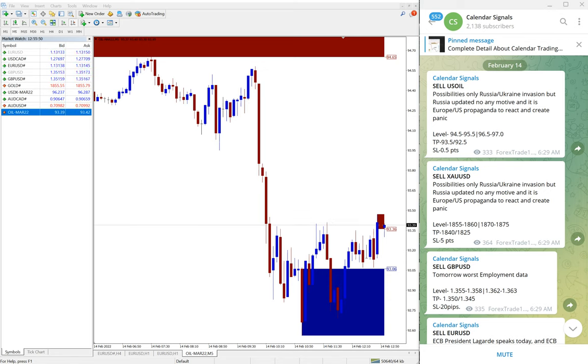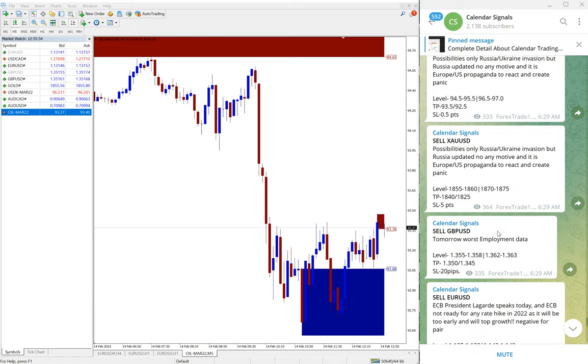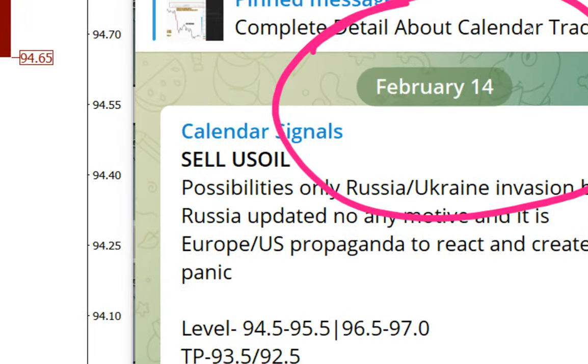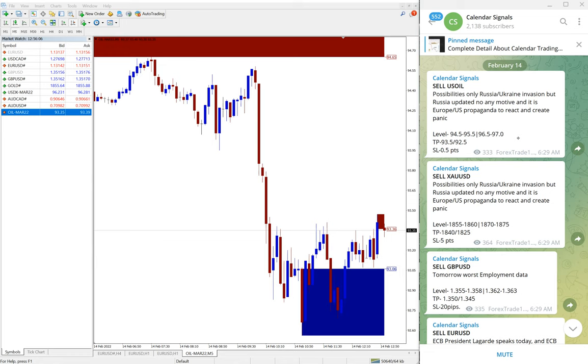Today we are going to show you the performance of our today's calendar signal. Today is February 14. You can see the date pop up here, February 14. And all these signals we posted on our free Telegram channel.